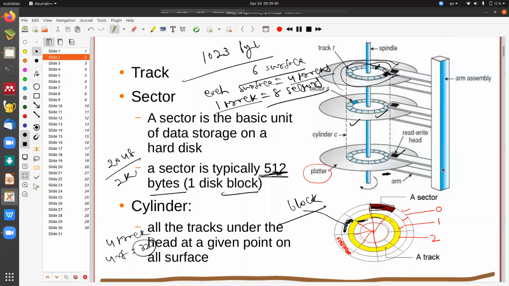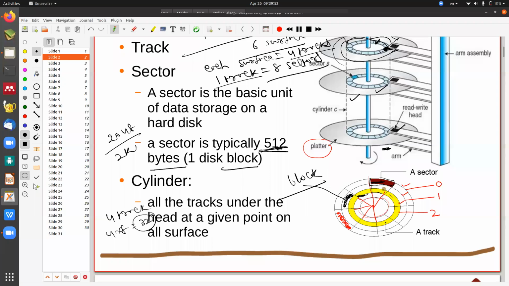His question is that this is a sector, and this is also a sector, and this is also a sector. You'll say that you said 512 here, so how can it also be 512 here? It won't be. The surface area of this is quite less than the surface area of this one. How can you say that this is also 512, this is also 512?